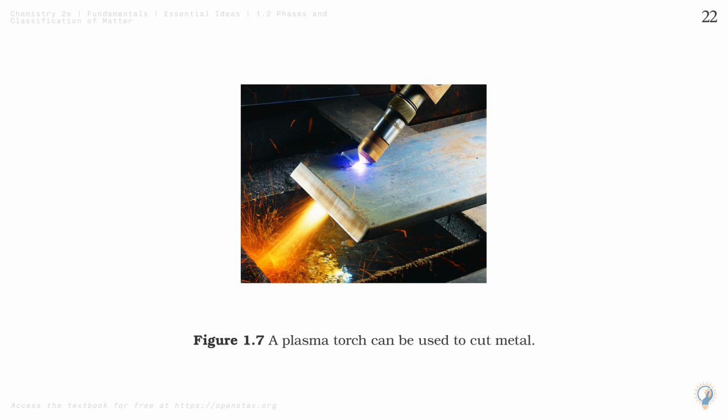Figure 1.7a. Plasma torch can be used to cut metal. Credit: Hypertherm/Wikimedia Commons.